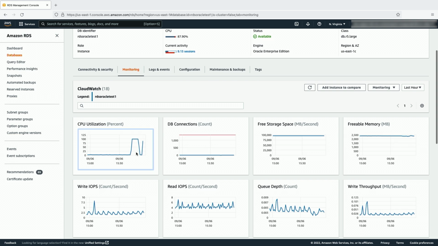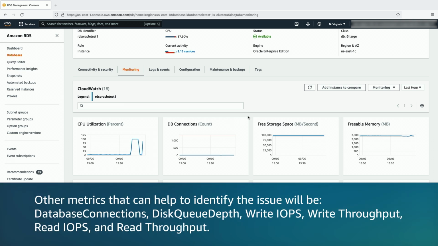To identify any probable cause of this sudden increase in CPU utilization, we can leverage other metrics that are collected by CloudWatch. Other metrics that can help to identify the issue will be database connections, disk queue depth, write IOPS, write throughput, read IOPS, and read throughput.